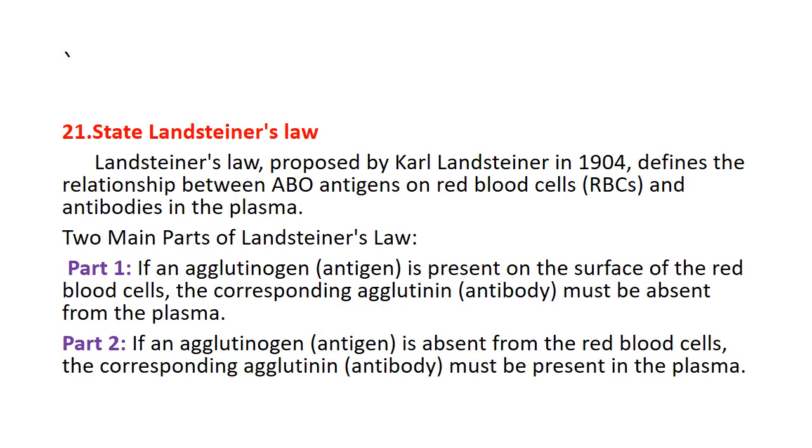State Landsteiner's law. Landsteiner's law, proposed by Karl Landsteiner in 1904, defines the relationship between ABO antigens on red blood cells and antibodies in the plasma. The main parts of Landsteiner's law: part 1, if an agglutinogen, that is antigen, is present on the surface of the red blood cells, the corresponding agglutinin, that is antibody, must be absent from the plasma. In part 2, just opposite to part 1, if an agglutinogen, that is antigen, is absent from the red blood cells, the corresponding agglutinin, that is antibody, must be present in the plasma.